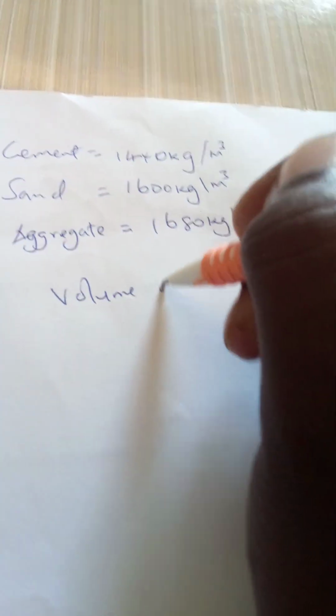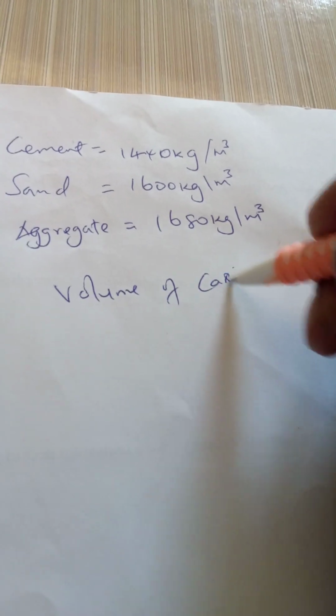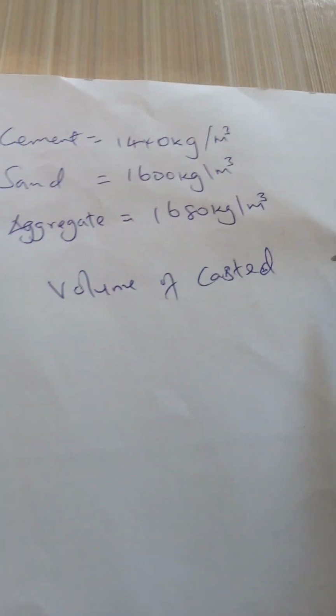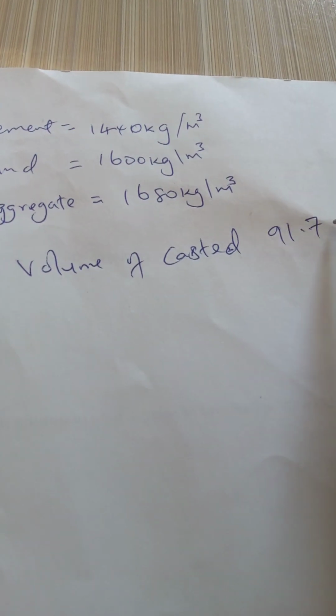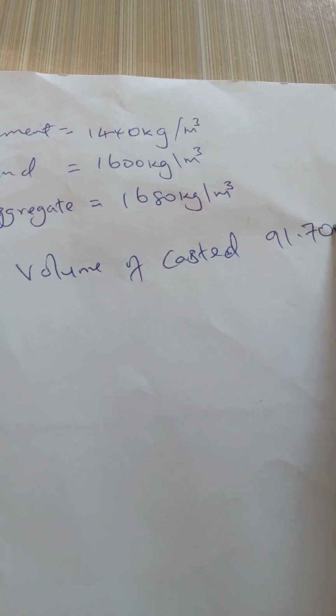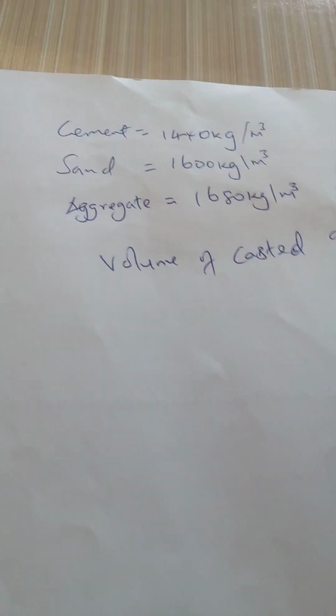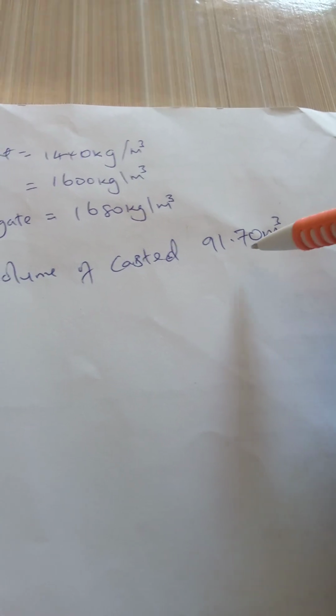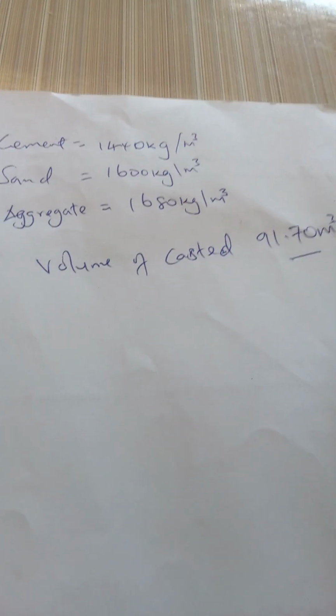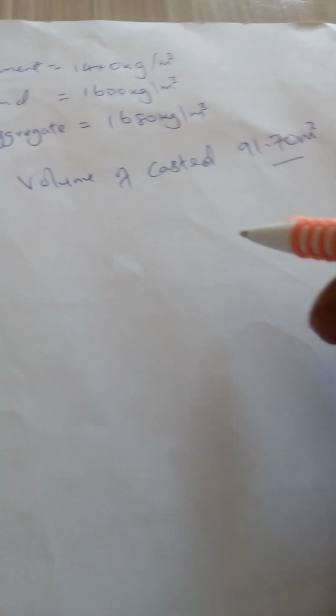So let's say, for example, we have been given the volume of concrete casted. Volume of concrete casted is 91.70 cubic meters. So we are being told to determine the amount of each material from this volume of concrete casted.